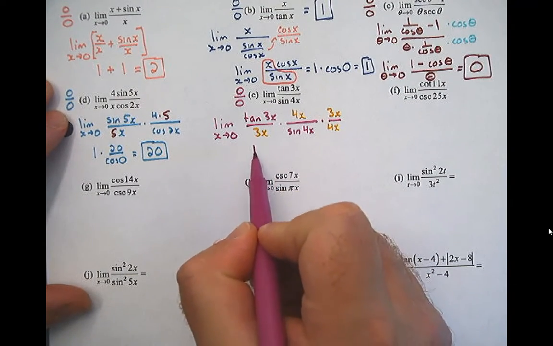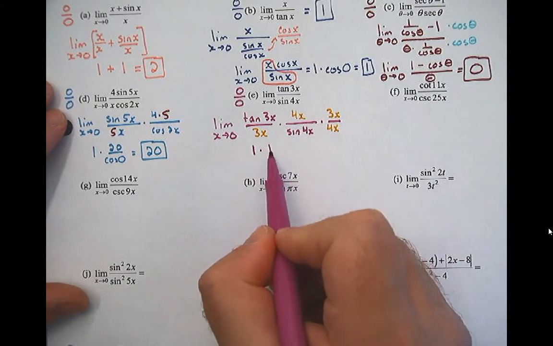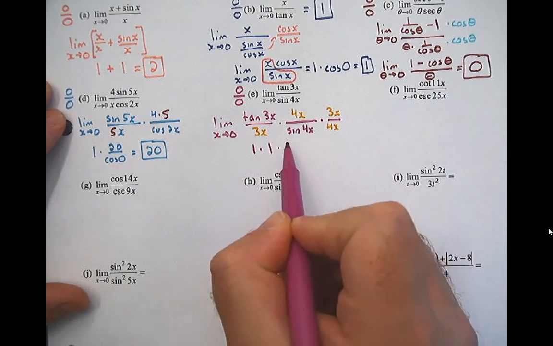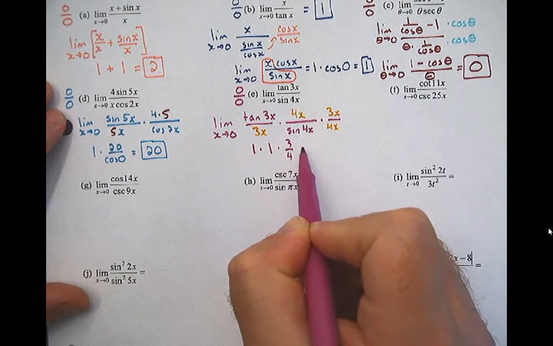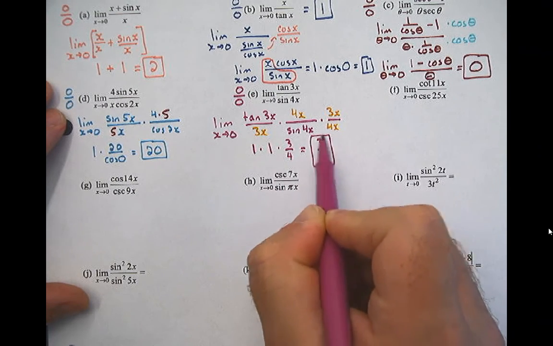This is one of my trig memorizing things. Here's another one. And then the x's are going to cancel, and I'm left with 3/4. So what's 1 times 1 times 3/4? 3/4.